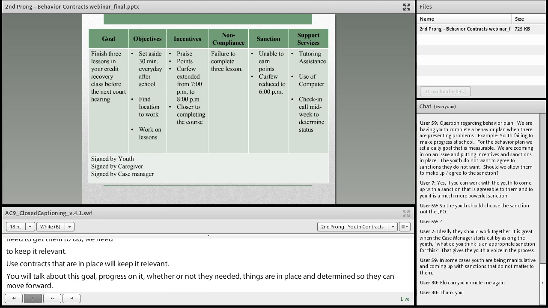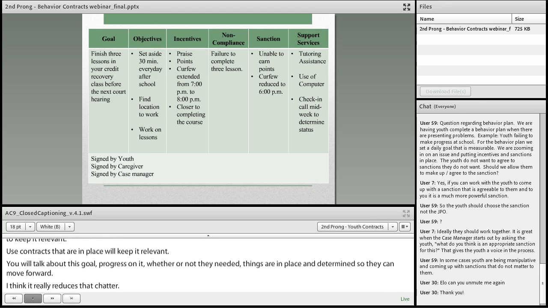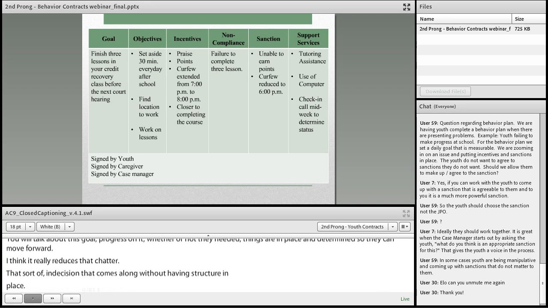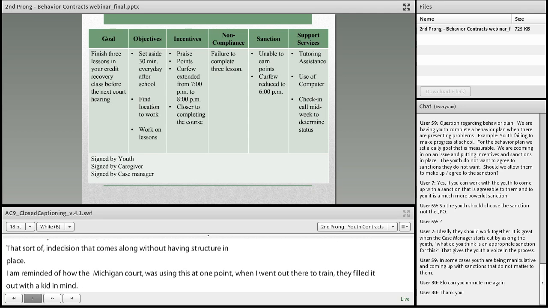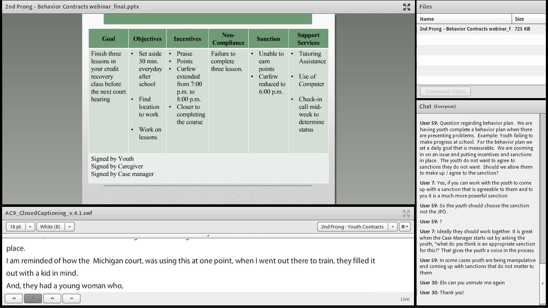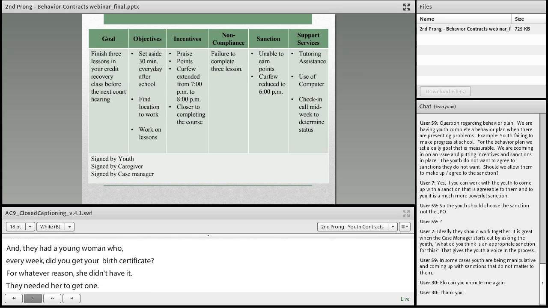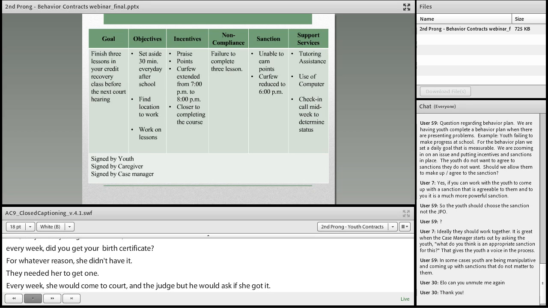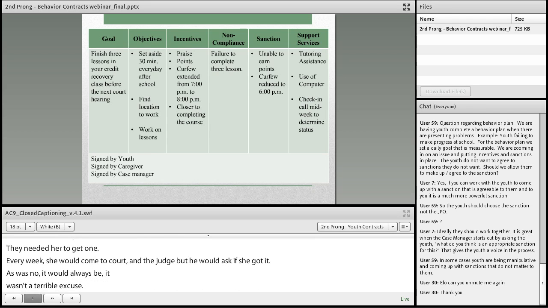I am reminded of how Michigan, the court using this at one point when I went out there to train, they filled it out with a kid in mind, like I generally instruct teams to do. And they had a particular young woman who every week they would ask, did you get your birth certificate? For whatever reason, she didn't have her birth certificate. They really needed her to get one. But every week she would come to court, the judge or the team would ask, did you get it? No. And there would always be, not a terrible excuse, but one anyway. And then I came and I trained and we did some work on behavior contracts, and they put that in place, and lo and behold, the next week the kid got her birth certificate.